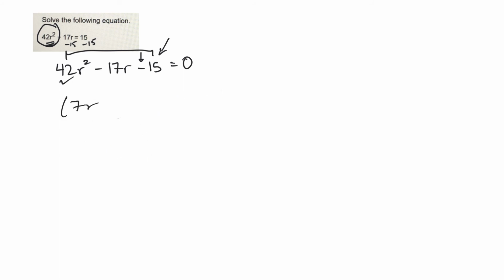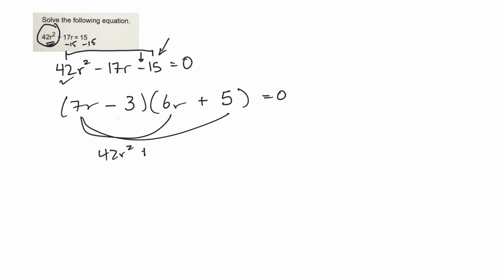Anyway, I know I have a 7r here and a 6r here. And this time I'm going to put a 5 in the last spot and a 3 here. And then the signs, one has to be minus, one has to be plus. Why don't we go minus here and plus there? Okay, now let's check it. This 42r squared, yeah, I knew that. This one times this one, positive 35r. This times this is negative 18r. And when you combine those, it gives you a positive 17r.